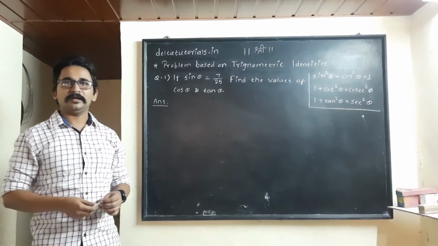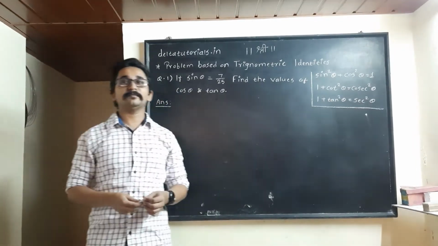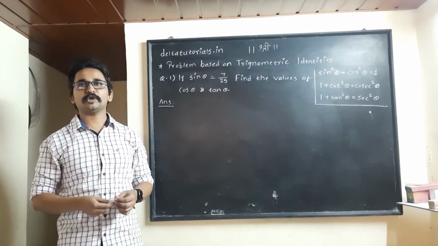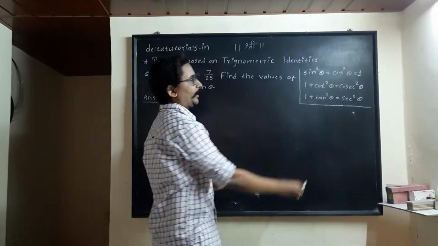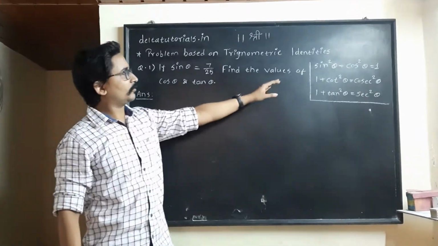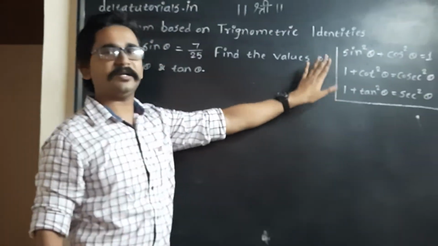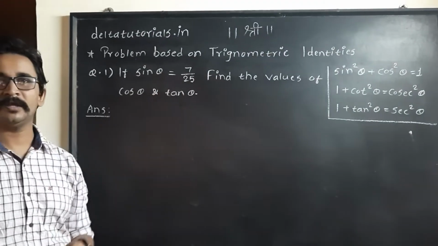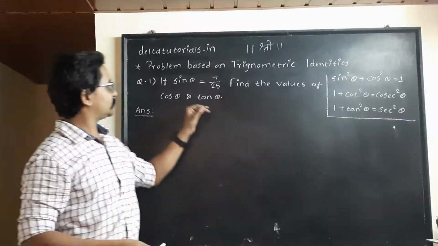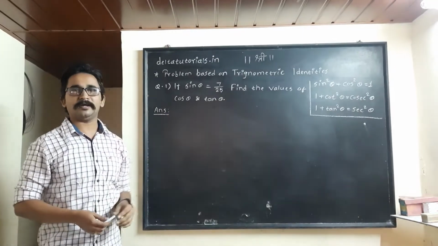Hi everyone. In this video, we are going to study one problem with respect to the trigonometric identities. Here you can see three trigonometric identities are given, and we are going to take help of these three trigonometric identities to solve problems like this. So let's move towards the first problem based on the trigonometric identities.